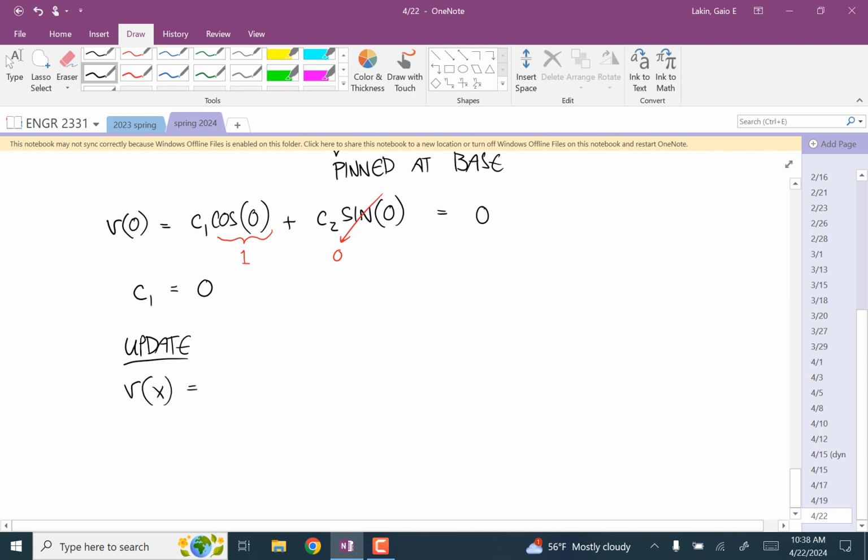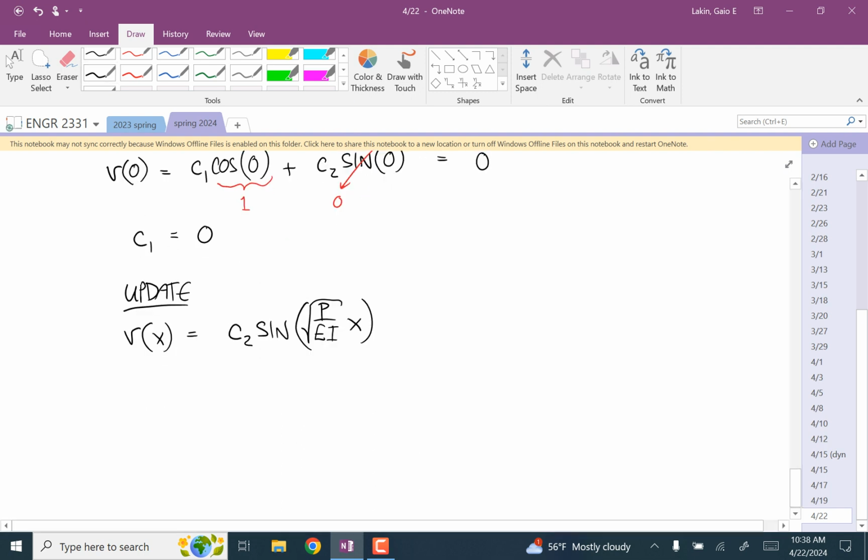So V of x is equal to C2 times the sine of square root of P over EI times x. Okay? And now the last thing we have to do is plug in what we know about another point on the beam, the end or the midpoint or whatever, and use that to find a non-trivial solution for this.